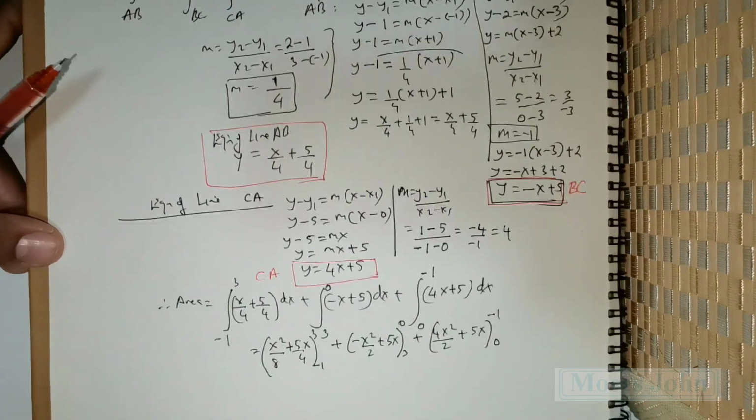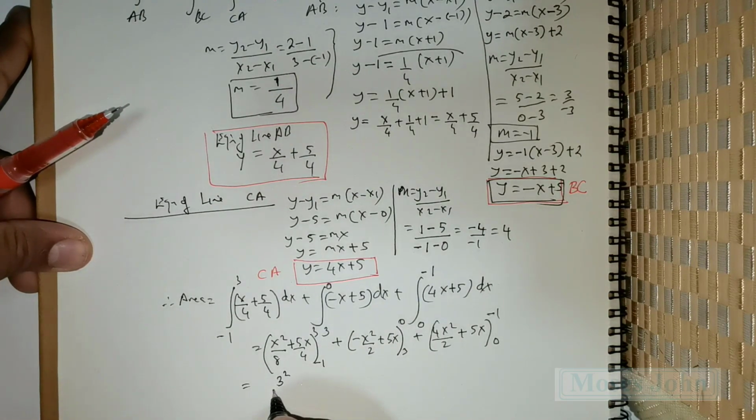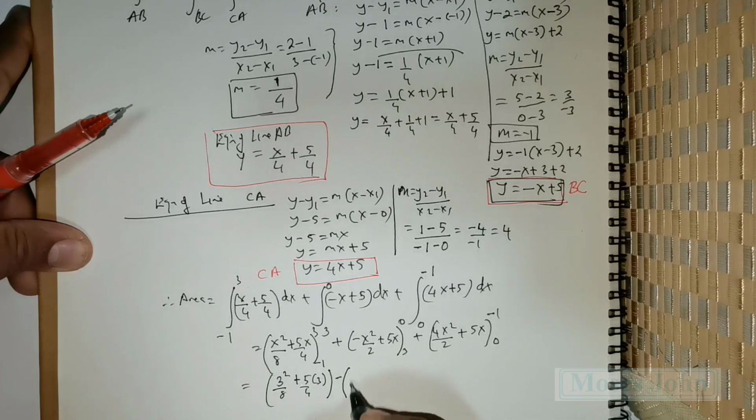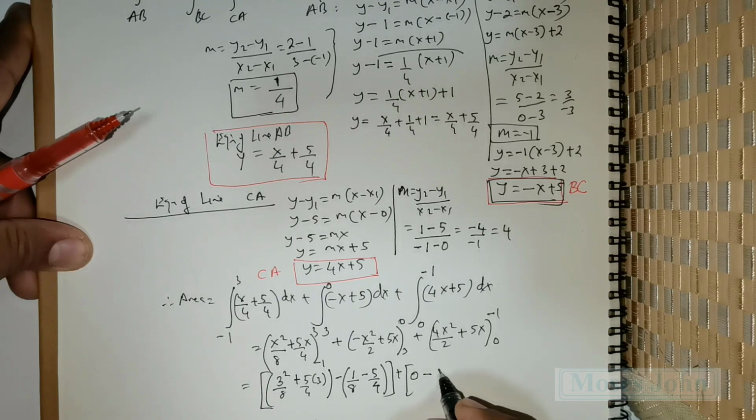So now we are going to apply the limits. Apply the upper limit: 3 squared divided by 8 plus 5 over 4 times 3. This is for the upper limit. Minus the lower limit, negative 1. So negative 1 squared will become positive 1, and this will become negative 5 over 4. This is for the first quantity. Followed by the second quantity, you apply 0, 0 is going to be 0, followed by negative, and 3 squared is going to be 9 divided by 2.